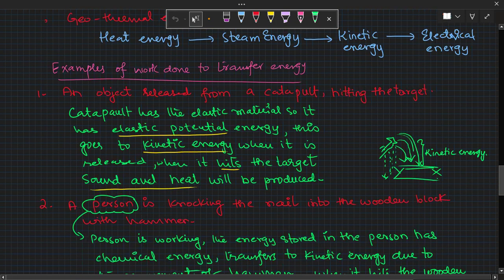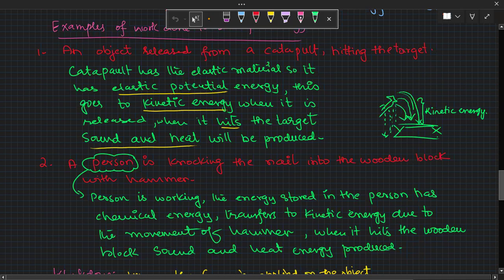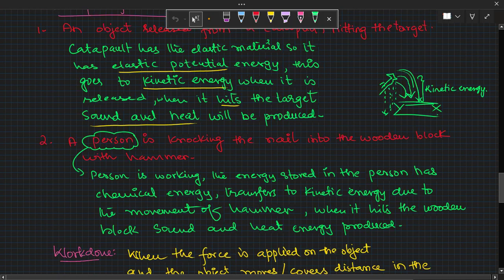We also discussed work done. If any object is applied with an external force and it is moving, then work is done to displace the body from one point to another. That means work is done on that body. The formula for work done is force times distance, or displacement, that is the distance traveled in the direction of force.